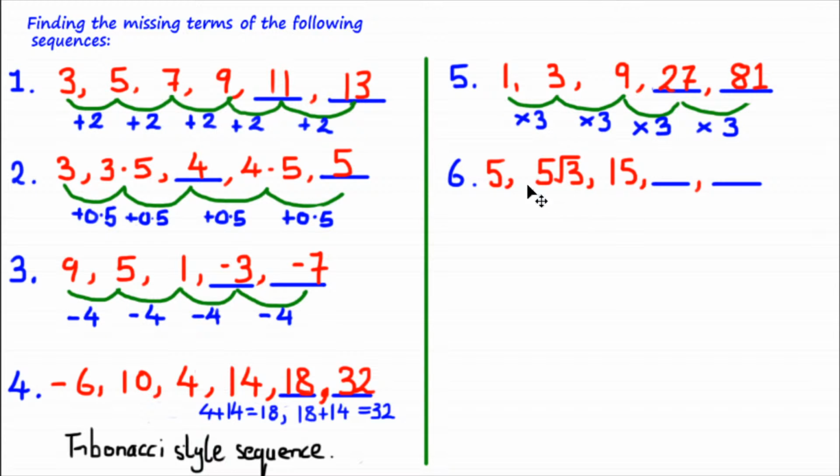All right, so in order to get from one term to the next, well, I can see the first term is 5, the next term is 5 root 3. So if I multiply by root 3, I get 5 root 3. And if I multiply 5 root 3 by root 3, I get 5 times root 3 times root 3, which is equal to 5 times 3, which is equal to 15.